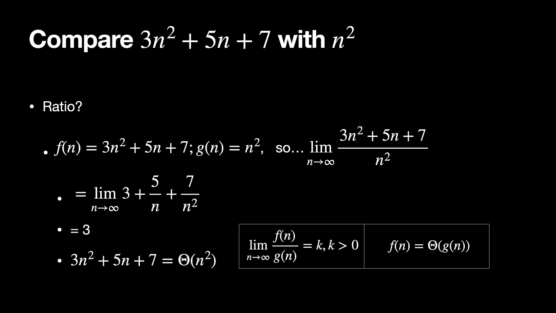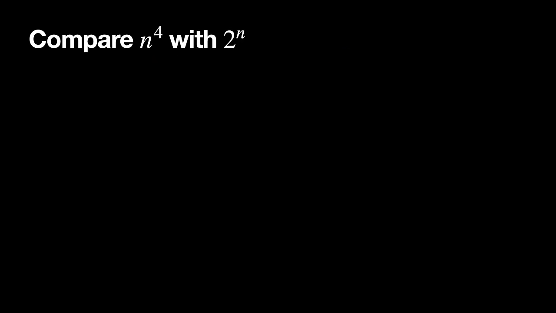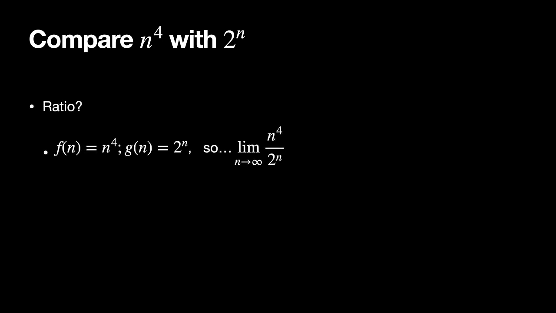Okay, so as we'd expect, these two can be considered to be essentially equal in terms of their complexity. Okay, let's try another one. Let's compare n to the 4th with 2 to the nth. So again, we'll define our ratio. Our f function will be n to the 4th. Our g function will be 2 to the n. So we're looking at the limit as n approaches infinity of n to the 4th over 2 to the n.